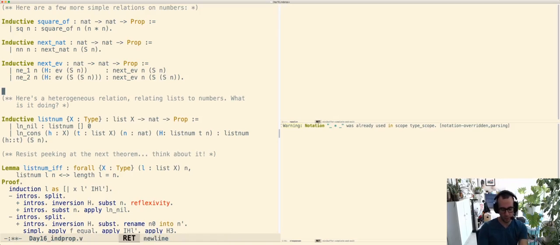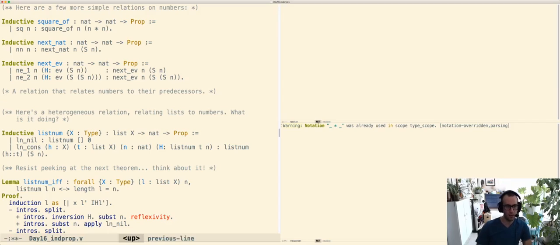I want a relation that relates numbers to their predecessors. What do we want to write here? So we have a function that more or less does this already. How might you define it? Pause the video, give yourself 5 minutes to do your best job writing it out.